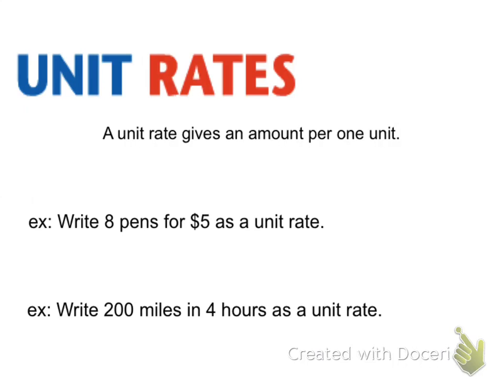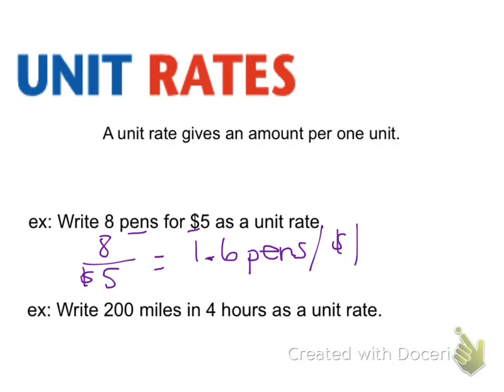Okay, so first of all, if you did 8 divided by the $5, you would have gotten 1.6. But you got to make sure you label it right. We're doing pens for money, so that would be 1.6 pens for every dollar. And yeah, you're not going to buy 6/10 of a pen, but that's just how you write the unit rate. Now, there is another way. You could also think of it as $5 per 8 pens.